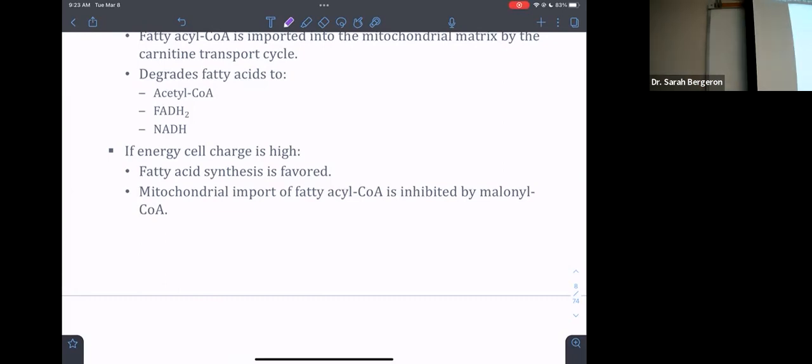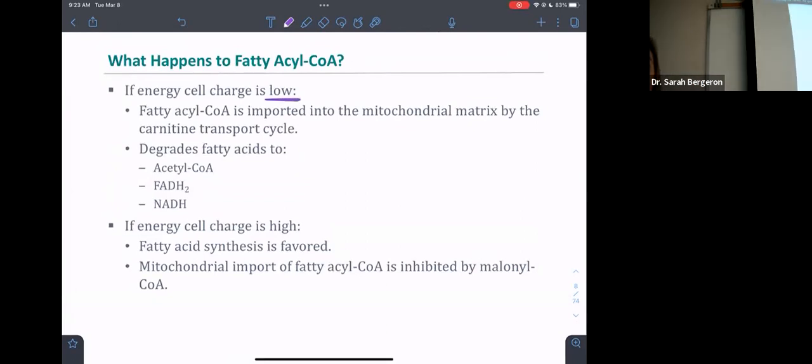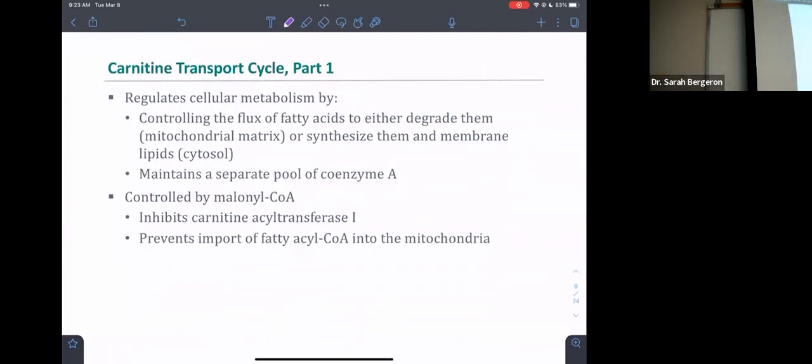All right, so we've made our fatty Acyl-CoA. Let's assume that our energy charge is low. So now what's the next step? What are we going to do? Bring it in. So we're going to do the carnitine transport cycle. This is where we're regulating whether we're going to go through degradation or synthesis, right? One thing that's really cool about this is that we're going to decide: do we want to degrade the fats into real energy, because our energy charge is really low, or do we want to make them and use them for the membrane, right? So if we decide we want to degrade them, that's great.